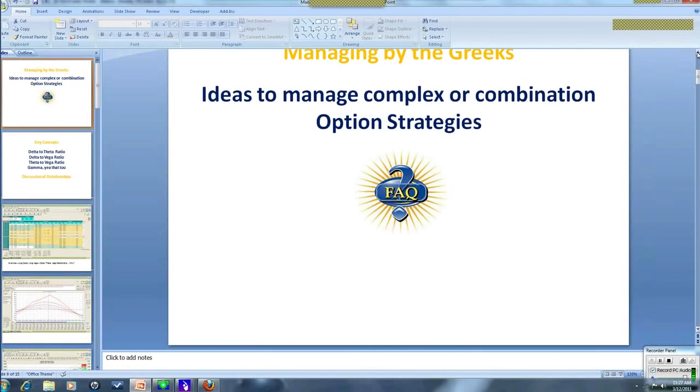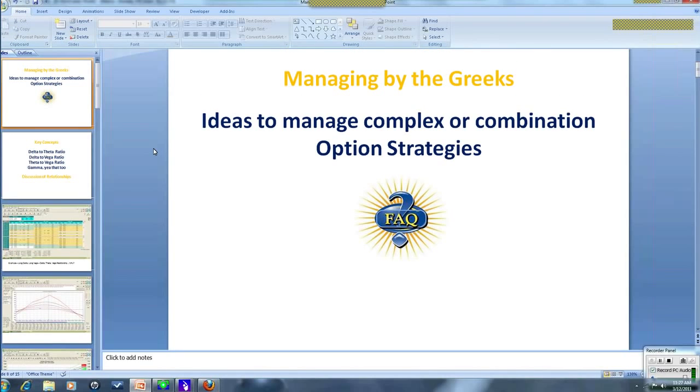I had put together a couple of little slides here just at the beginning, just to show what, in my mind, the concept is behind managing by the Greeks. In most option positions, you are managing by the Greeks, even if you're simply using one or two of those. Like delta, for instance, if you simply adjust a position at a certain delta, you're still managing by one of the Greeks, but not by all the Greeks.